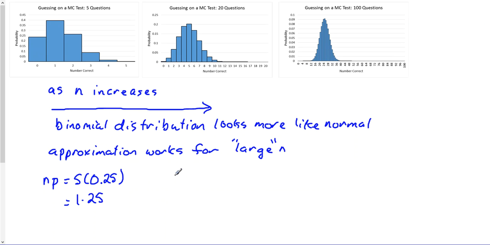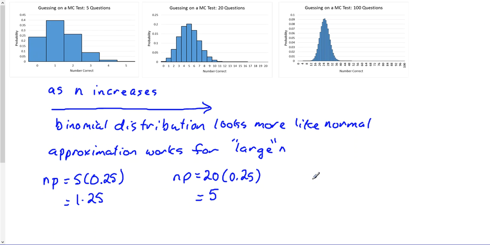This middle one here, if we calculate np again, we had 20 questions. The probability of success is still 0.25. Then we get that the expected number of successes is exactly 5. So this is kind of the borderline case here. We wouldn't say that the normal approximation applies here because np has to be greater than 5 and is exactly equal to 5. But this is the point where our curve just starts to look like a normal distribution.